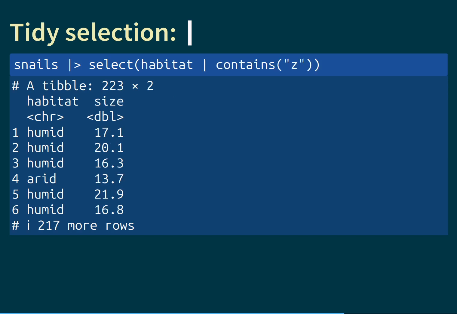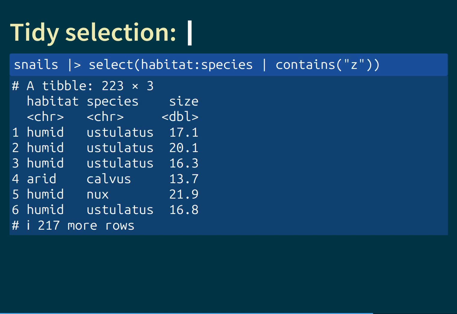So importantly, these methods of combination with AND and OR are not specific to working with starts with, ends with, and contains. They work equally well with literal selection and range selection. So here's a simple example where we select either the literal habitat column or any column that contains the letter Z. And as you can see, we selected 2 columns this way: habitat, which was literally selected, and the size column because that contains the letter Z. And the same thing can be used with range selection as well.